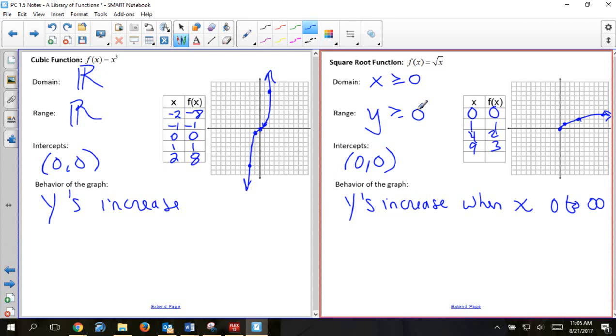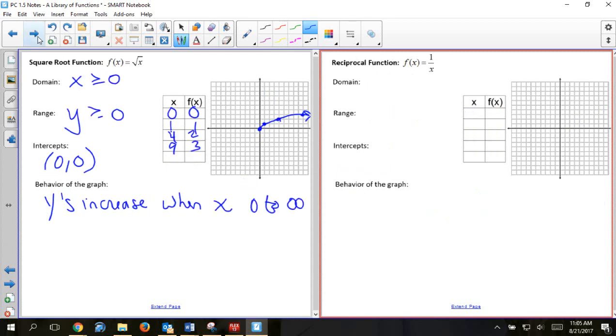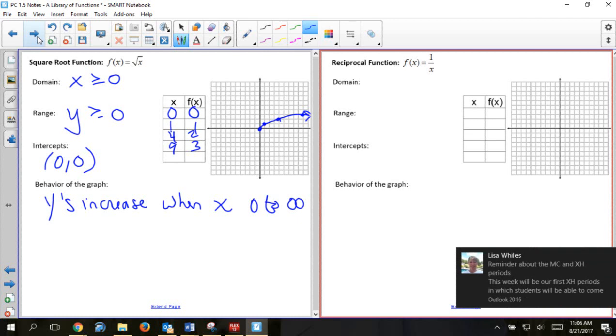All right, last parent function. The reciprocal function. So we're going to pick numbers to go in our chart that we can easily take the reciprocal of. So I'm actually going to put more numbers in this chart than the other ones. I left 5 places. I'm going to put 7 numbers in it. So I'm going to start up here.